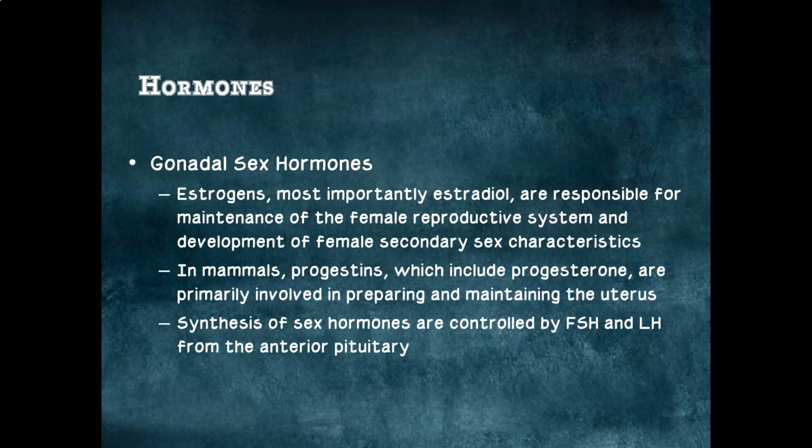In mammals, progesterones, including progesterone more specifically, are also involved in prepping and maintaining your uterus. And then the synthesis of your sex hormones is also controlled by the FSH, your follicle stimulating hormone, and LH, your luteinizing hormone, from the anterior pituitary. Those two hormones, and the levels at which they get produced from day to day via that monthly cycle, are what ends up triggering menstruation as that cycle progresses each month.